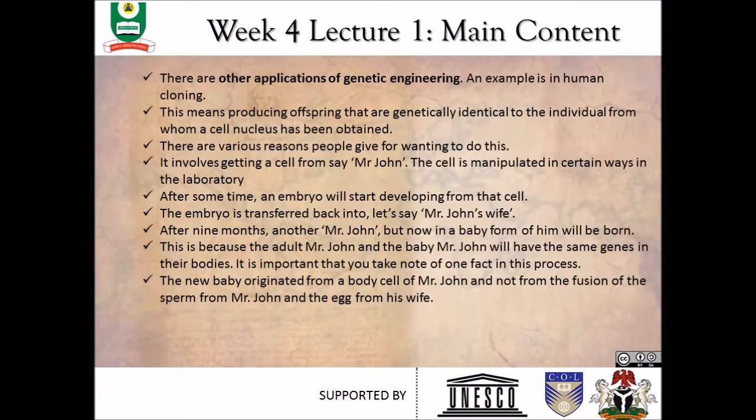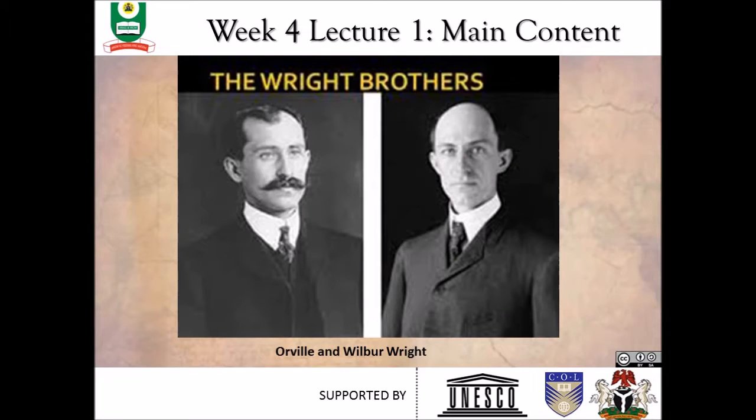This is because the adult Mr. John and the baby Mr. John will have the same genes in their bodies. It is important that we take note of one fact in this process. The new baby originated from a body cell of Mr. John and not from the fusion of the sperm from Mr. John and the egg from his wife. Presently, there are laws in the United Kingdom and some other developed countries against human cloning. Bills have been passed in the US Congress to prohibit the cloning of human beings.